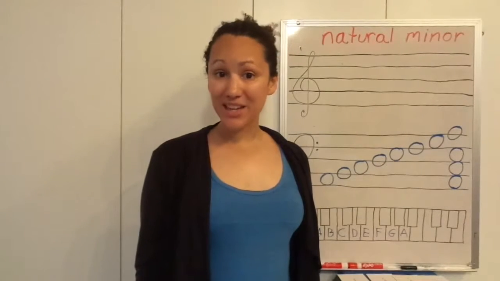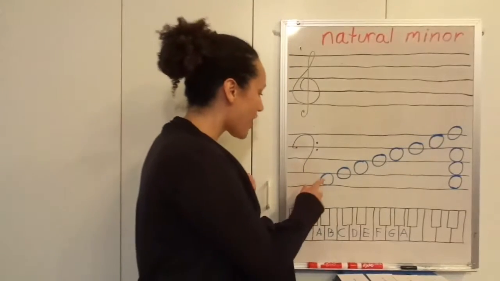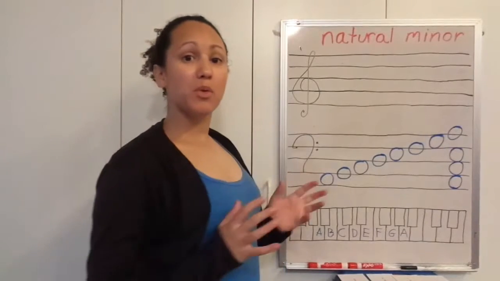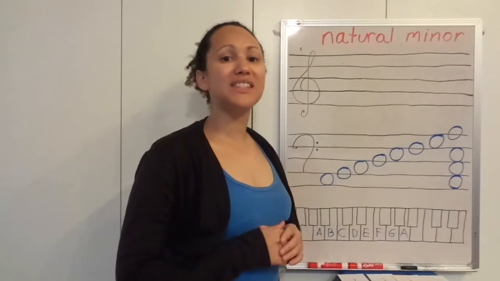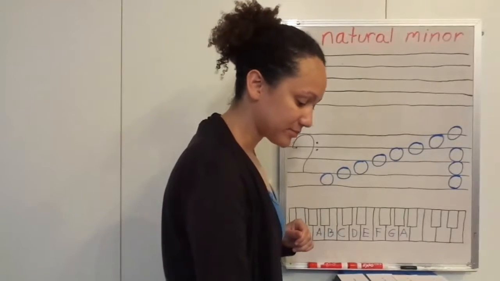Now we did the majors. Let's take a look at the minors. If you look over here, I'm starting with an A in the bass clef. Now remember when we started the majors, we dealt with C major. It was our first major. It sounded like this.